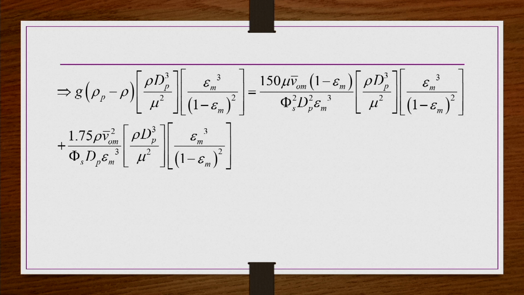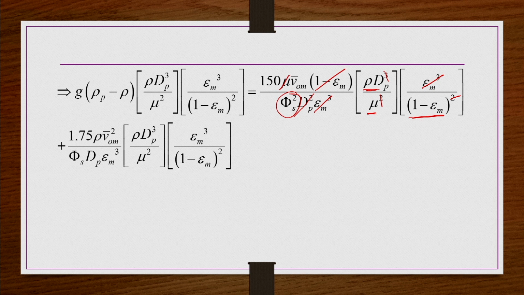Now you can see in the left hand side I am not going to do anything, and in the right hand side, the square of the viscosity and this viscosity term cancel out, the (1 minus epsilon_m) and the square of (1 minus epsilon_m) cancel out, epsilon_m cube and epsilon_m cube cancel out, and this dp square cancels out with the cube of dp. So, there is one dp. Then what we have here is rho dp V_0m bar divided by mu and divided by (1 minus epsilon_m). That is nothing but the Reynolds number. Forget about this phi_s square. We take the spherical case as of now.